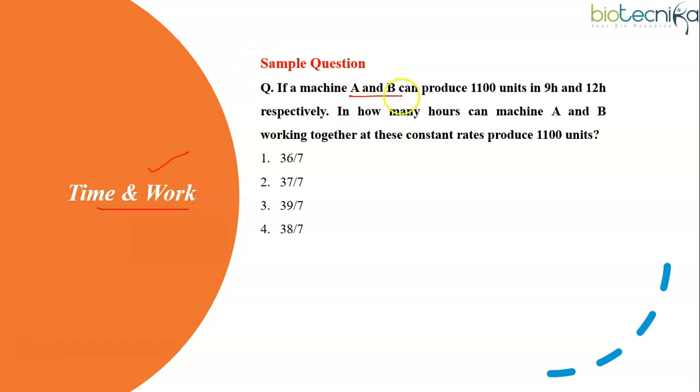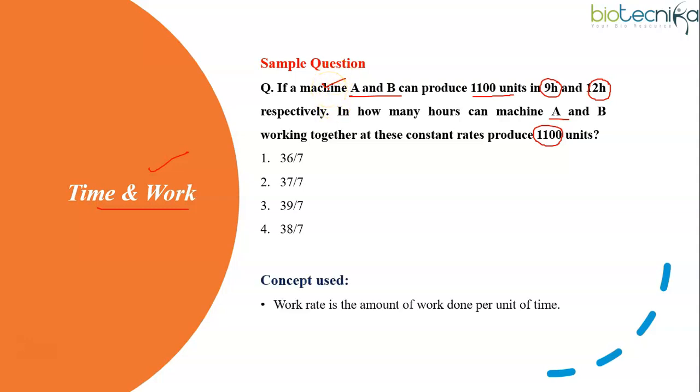If machines A and B can produce 1100 units in 9 hours and 12 hours respectively, in how many hours can machines A and B working together at these constant rates produce 1100 units? The problems on work is a topic that involves calculating the amount of work done by a person or a machine. To study this topic, one should focus on solving problems related to the time taken to complete a task and the efficiency of a person or machine.